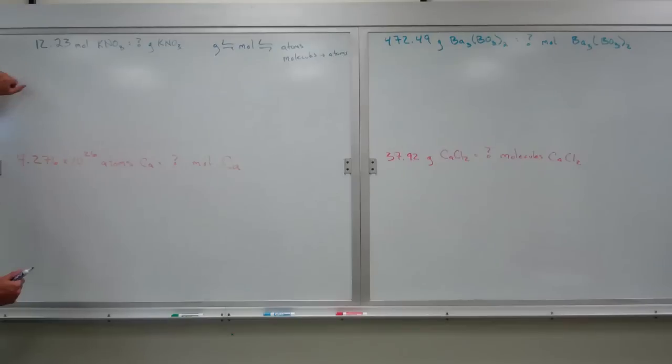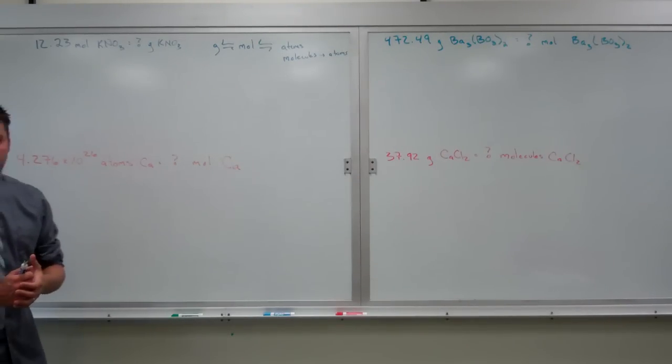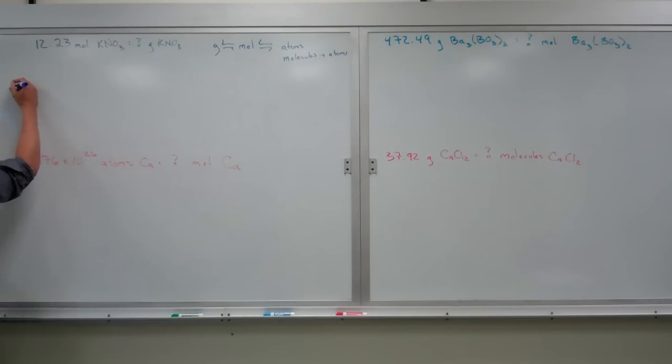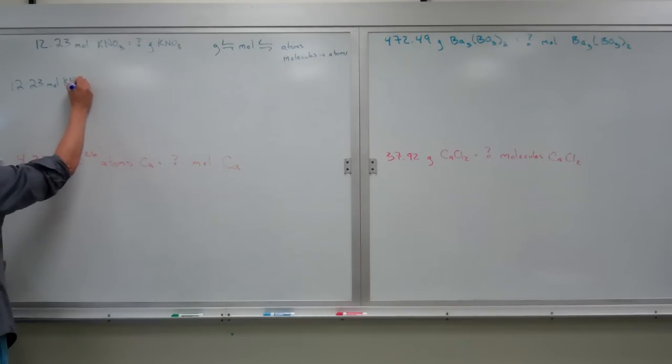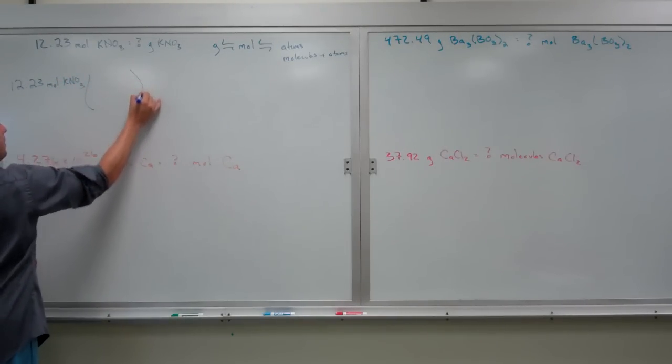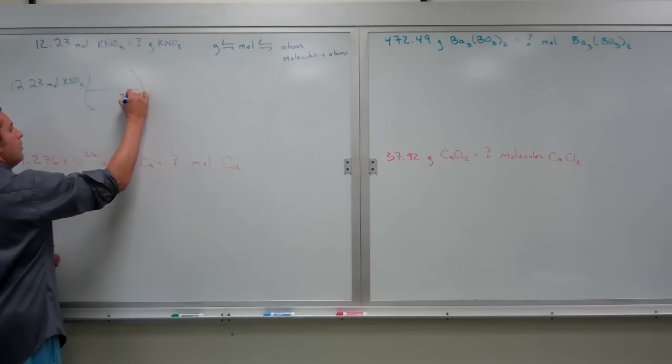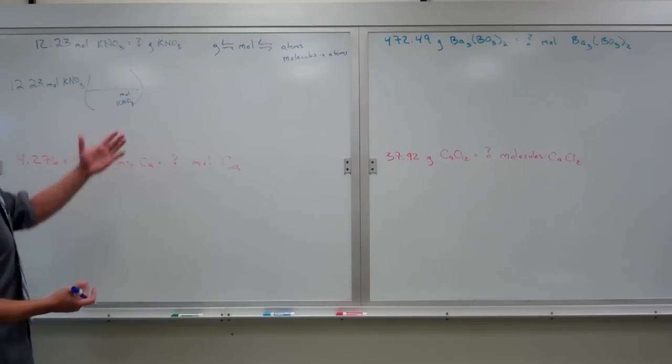First question up here presents 12.23 moles of KNO3, potassium nitrate, and I would like to know how many grams that is. So we try to follow our system. First step is take what you're given with its unit and put it over 1. Step 2, draw my brackets, put the unit to eliminate on the bottom, which will be mole KNO3, and then place desired unit on top.